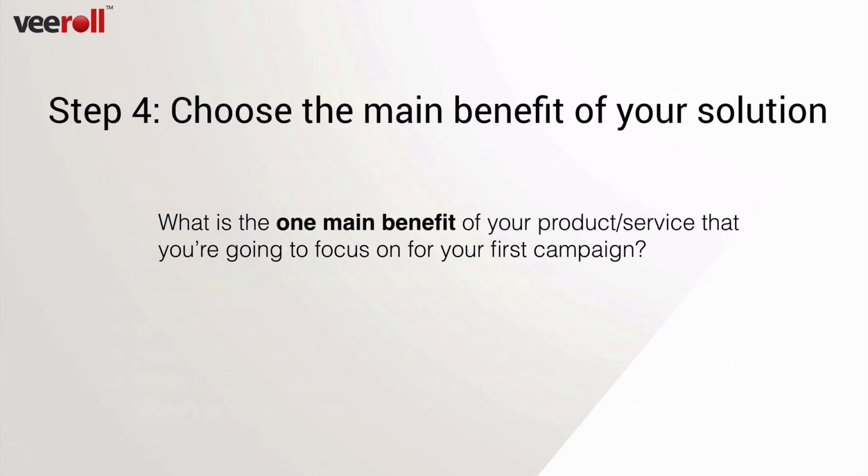Then in step 4, you're going to choose the main benefit of your solution. What is the one main benefit of your product or service that you're going to focus on for your first campaign? If we're very passionate about our product, we often see many ways in which it can enhance somebody's life. But you only have a few seconds to make a connection in your video ad. So it's important that you pick just one.